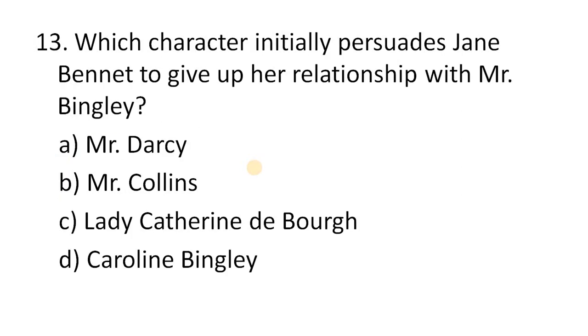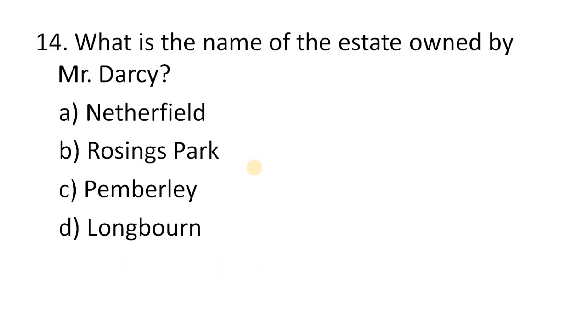13. Which character initially persuades Jane Bennet to give up her relationship with Mr. Bingley? A. Mr. Darcy. B. Mr. Collins. C. Lady Catherine de Bourgh. And D. Caroline Bingley. And the correct option is Caroline Bingley.